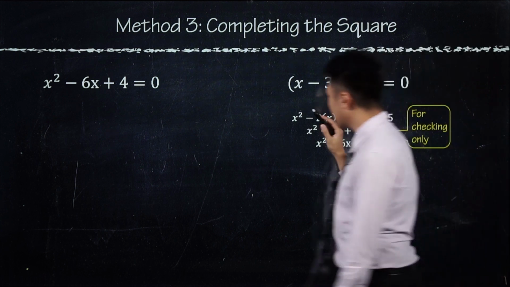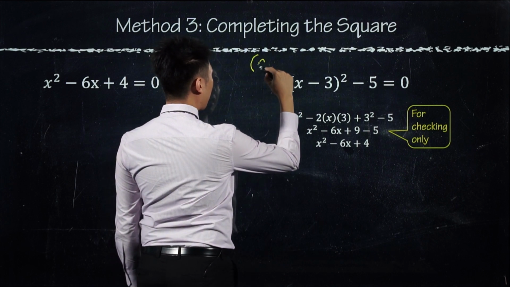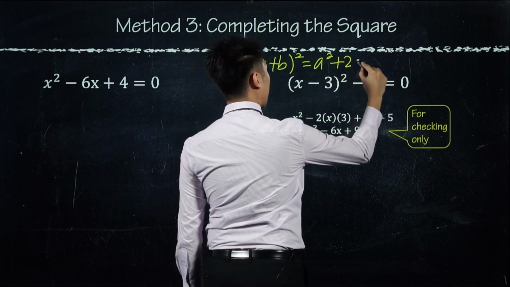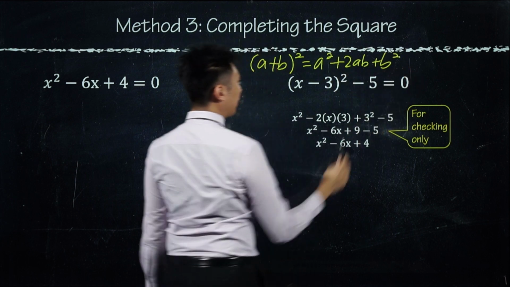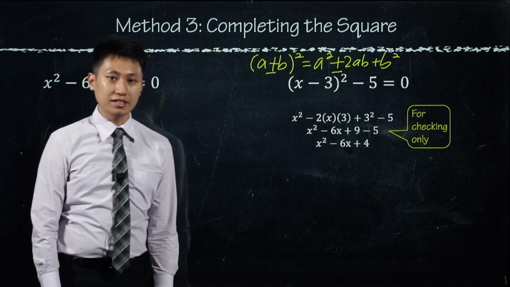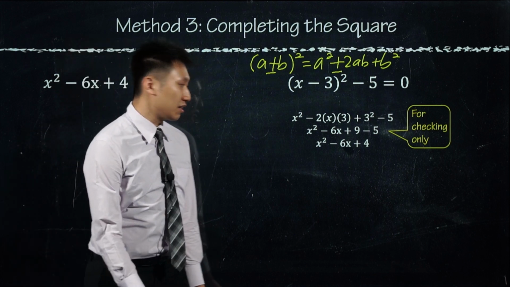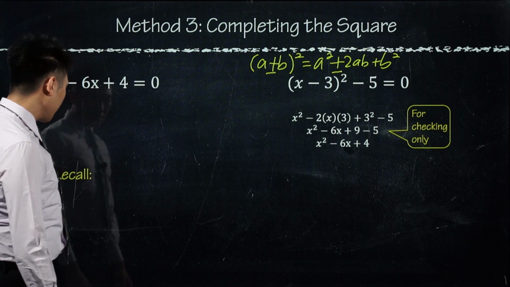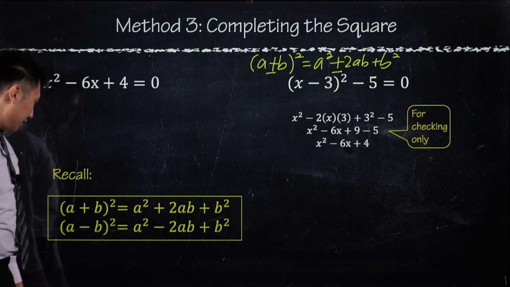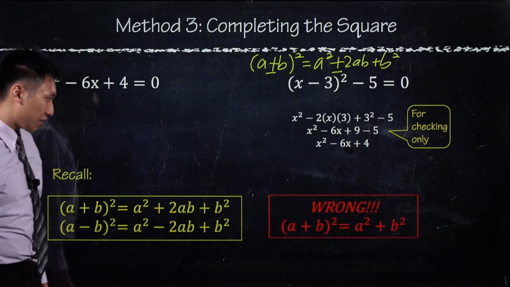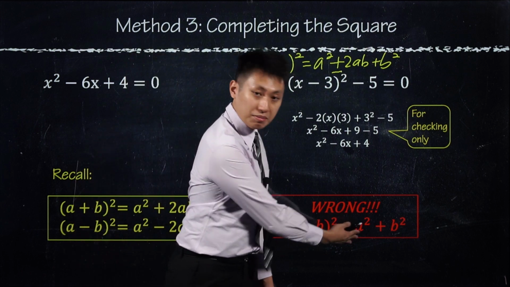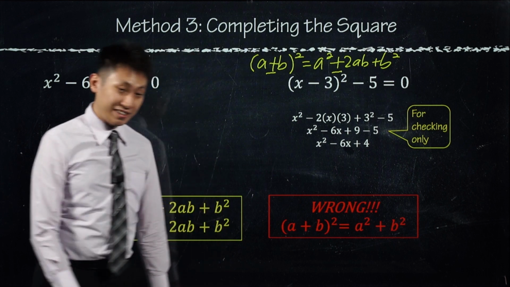I just want to warn you that (a plus b) the whole thing squared is equal to a squared plus 2ab plus b squared. If this is minus, then here will be minus, and that one will still remain as plus. So that shouldn't be having any problem. Recall that you got this one. (a plus b) the whole thing squared is definitely not equal to a squared plus b squared. That's very ridiculously wrong.